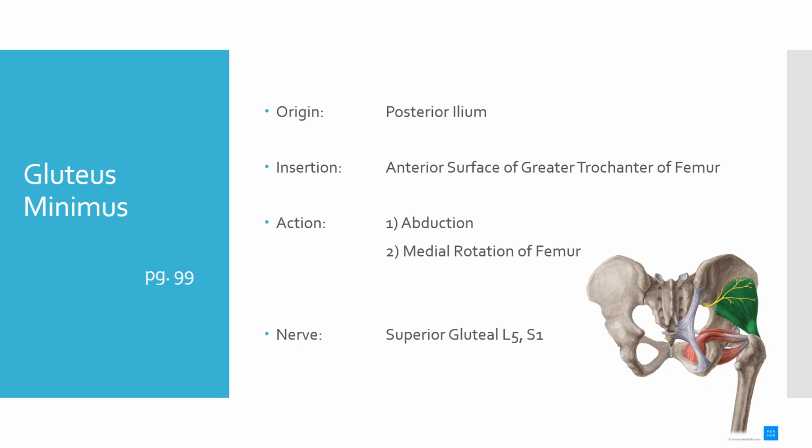Gluteus minimus. The origin is the posterior ilium. The insertion is the anterior surface of the greater trochanter of the femur. 2 actions include abduction as well as medial rotation of the femur. The nerve is superior gluteal L5 and S1.